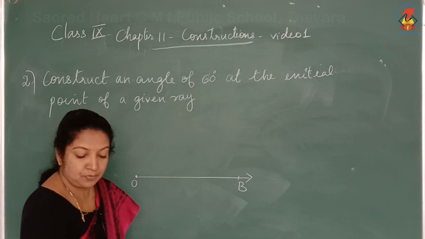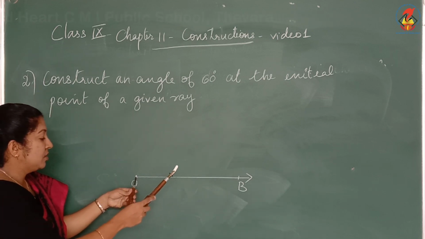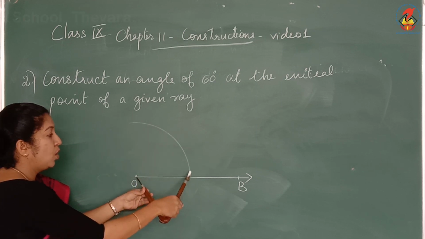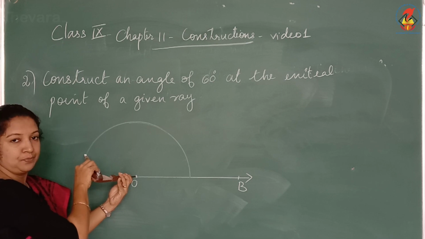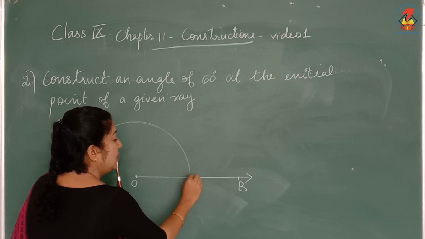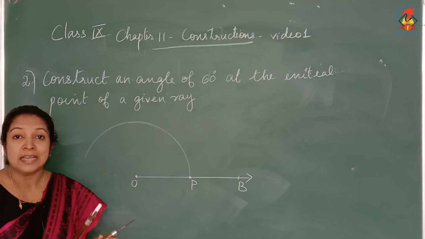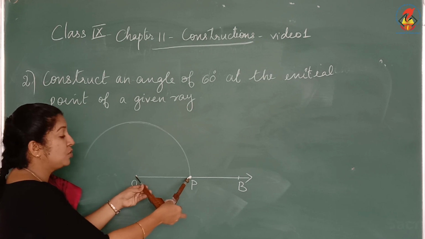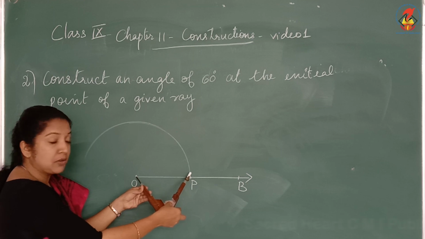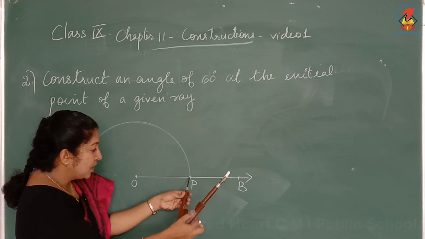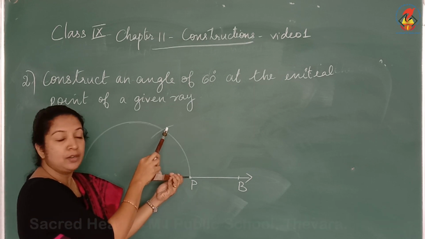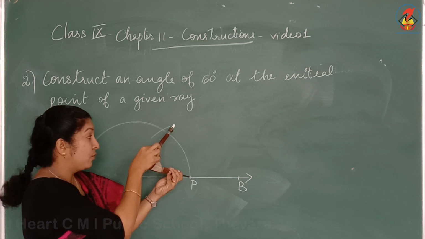For this, take O as the center and any radius, draw an arc like this, or draw a semicircle, that's also correct. And mark this point as P. Should not change this radius after this. So first we have to draw an arc of any radius. After that, take P as a center, draw an arc on this semicircle or the first arc.